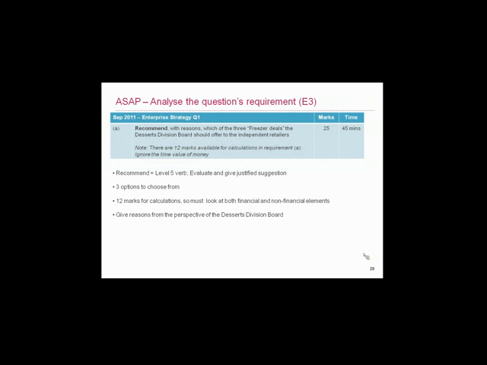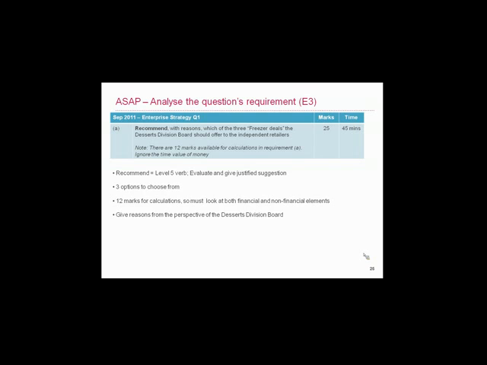So again, we look at the question first. It's a recommend, which is level 5: evaluate and give justified suggestions. You do have 3 options to choose from. You know that from the question already, and you've got 12 marks for the calculations. But the question is marked out of 25. So that means that you have to look at both the financial, which comes from your calculations, and the non-financial element. This is a classic CIMA E3 kind of question. You have to consider both the quantitative and the qualitative side.